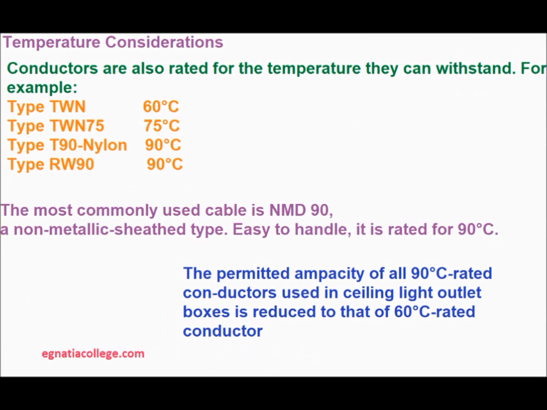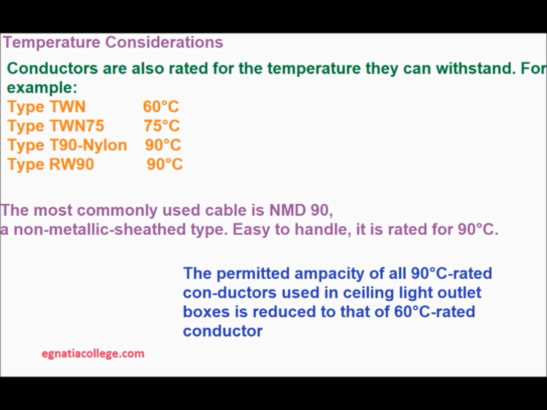Temperature considerations. Conductors are also rated for the temperature they can withstand. For example, Type TWN 60 degrees Celsius, Type TWN 75 degrees Celsius, Type T90 nylon 90 degrees Celsius, Type RW90 90 degrees Celsius.